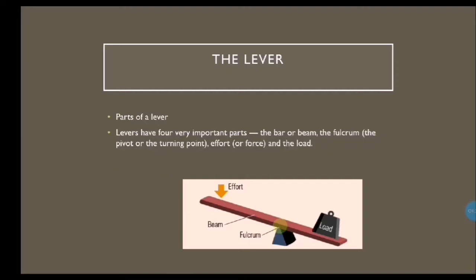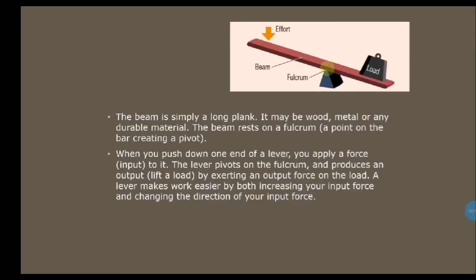Parts of a lever. Levers have 4 important parts: the bar or beam, the fulcrum, which is the pivot or the turning point, the effort or the force, and the load. The beam is simply a long plank. It may be wood, metal, or any durable material. The beam rests on a fulcrum, a point on the bar creating a pivot.